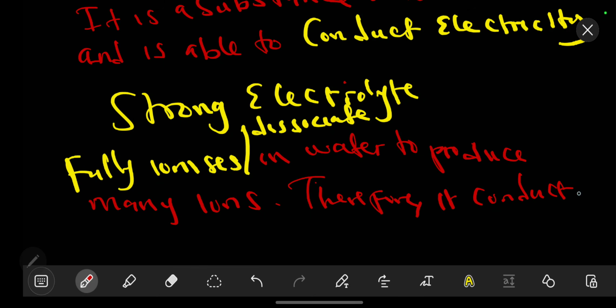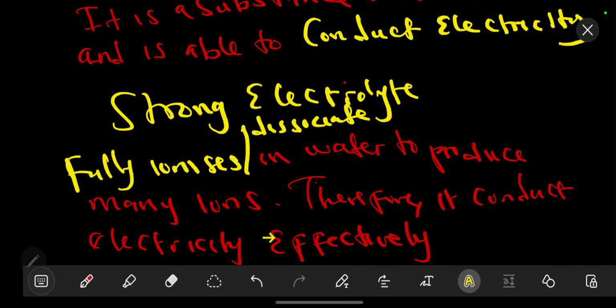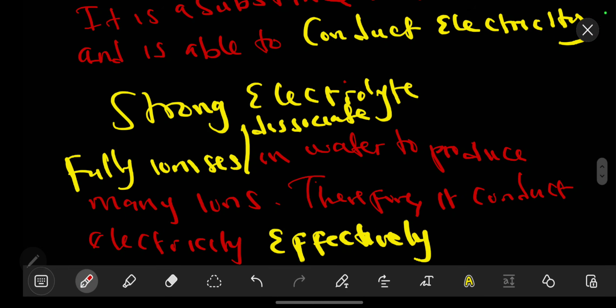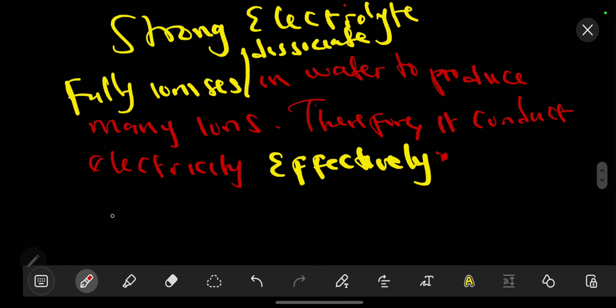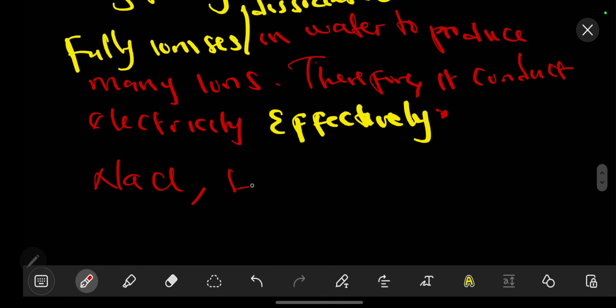The example that we might have under this one is sodium chloride. Mostly we are looking at group 1 elements and strong acids. The example of a strong electrolyte is sodium chloride. We might also have lithium chloride, which is also a strong electrolyte. We might also have strong acids.